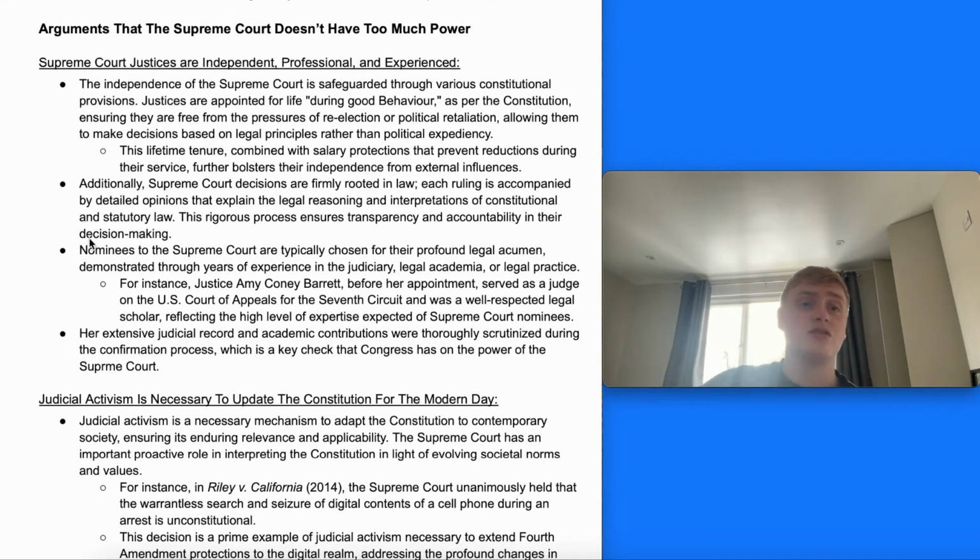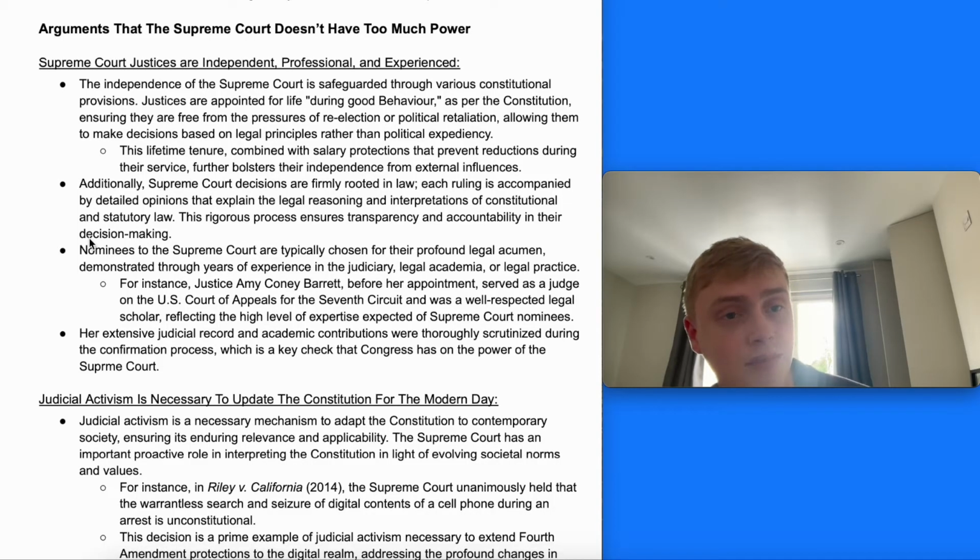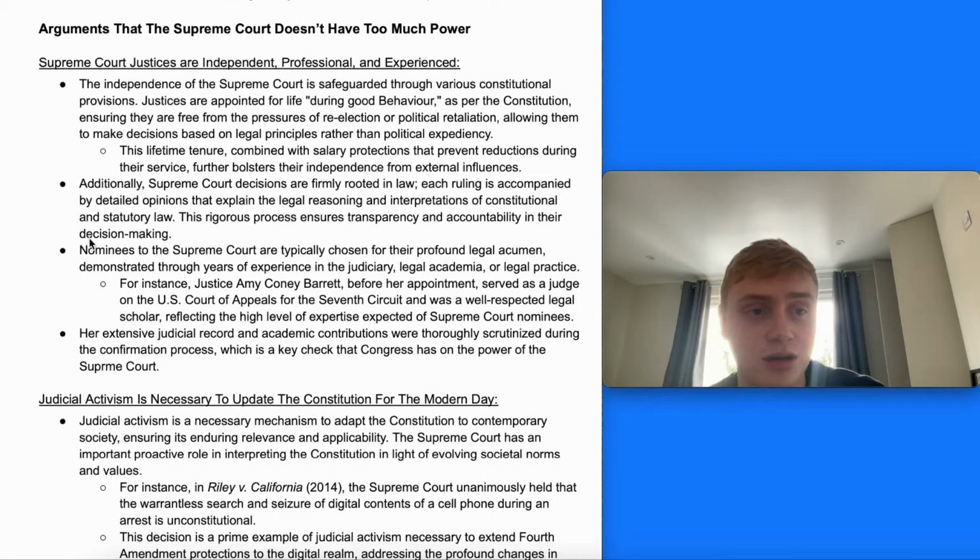Finally, we can look at some arguments that the Supreme Court doesn't have too much power. We argue that the Supreme Court justices are independent, professional, and experienced. The independence of the Supreme Court is safeguarded through various constitutional provisions. They're appointed for life during good behaviour, ensuring they're free from the pressure of re-election or political retaliation. Their lifetime tenure, combined with salary protections that prevent reductions in their salary during their service, secures their independence from external influence.